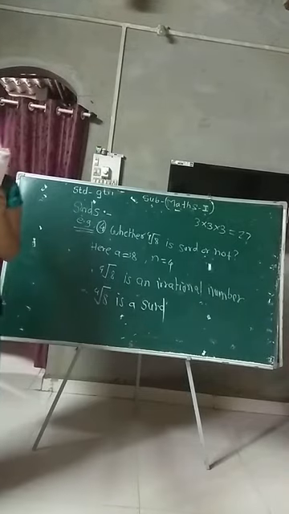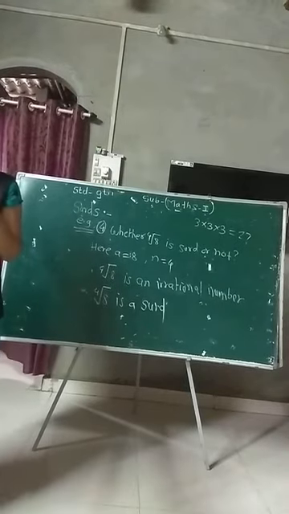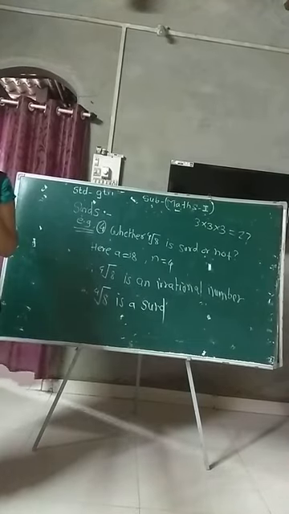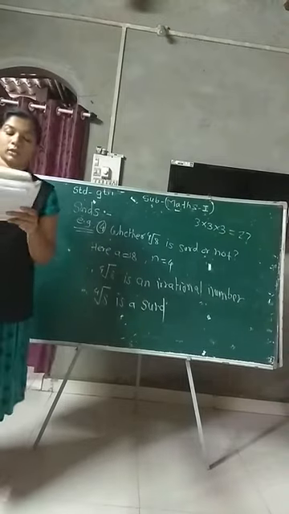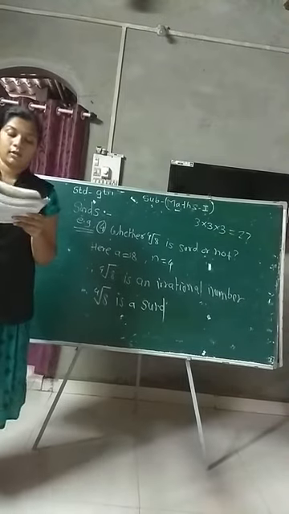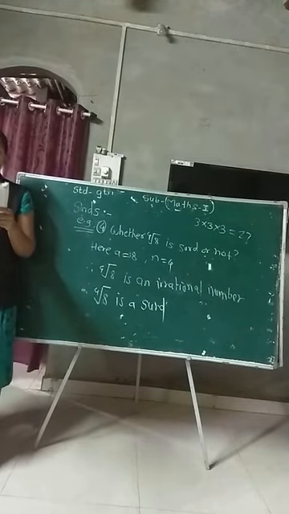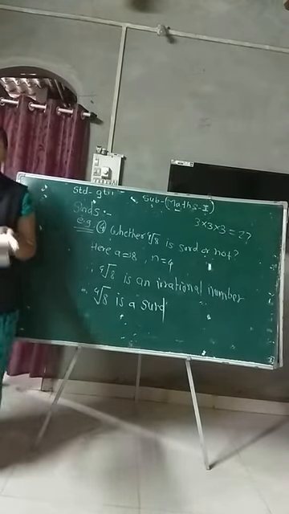This year we are going to study surds of order 2 only, meaning root 3, root 7, root 42, etc. The surd of order 2 is called a quadratic surd. In the next lecture we will see the simplest form of surd and similar or like surds. Thank you.